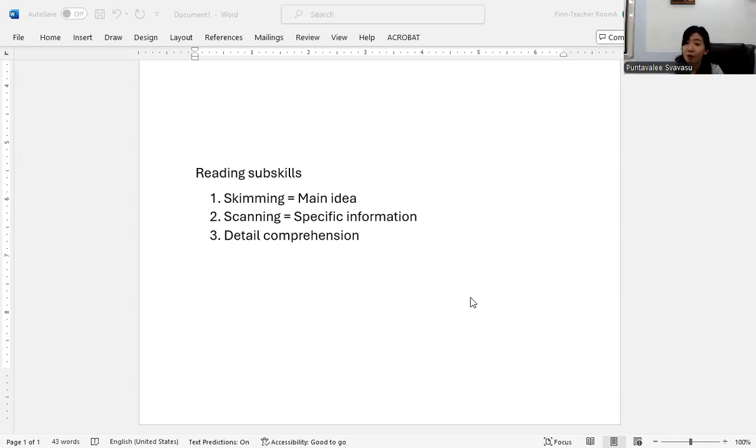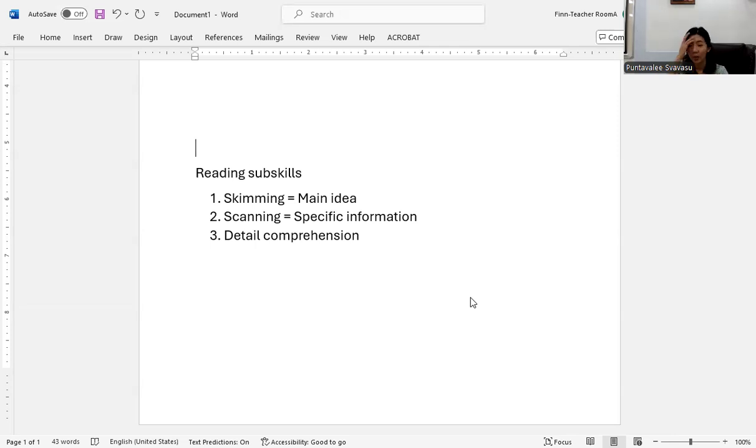Before we go into the details of the test, I want to introduce or remind you of reading sub skills. When we learn a language, there are actually skills. You know IELTS tests skills of reading, listening, speaking, and writing, and in each skill there are sub skills that go with it, and you actually do it without knowing that you do it.